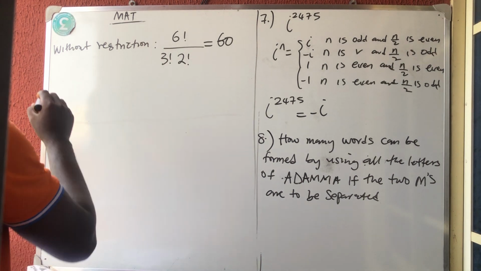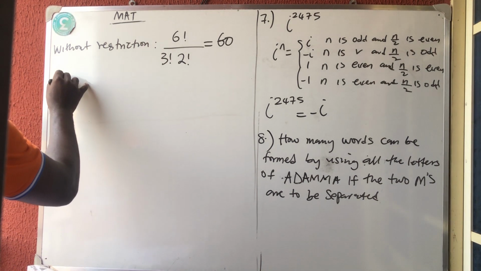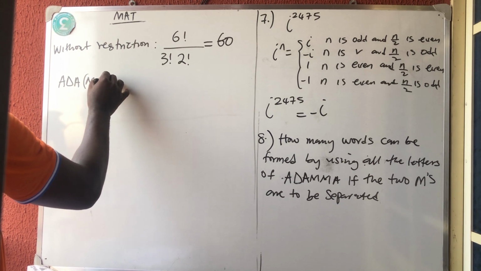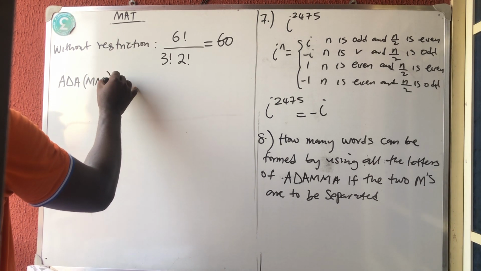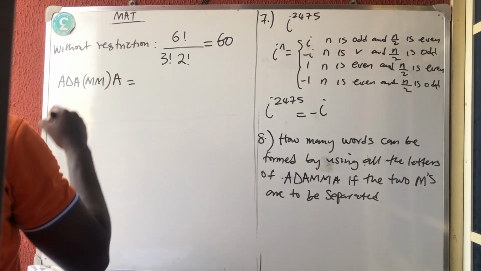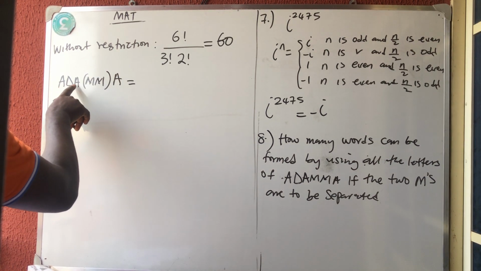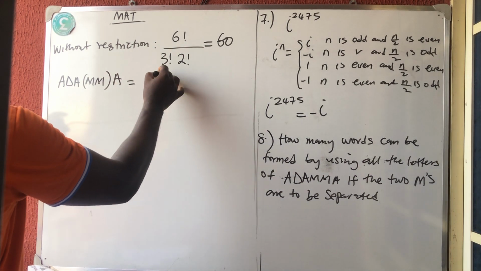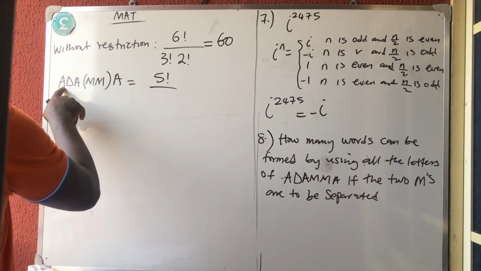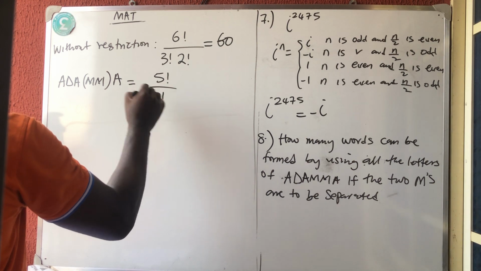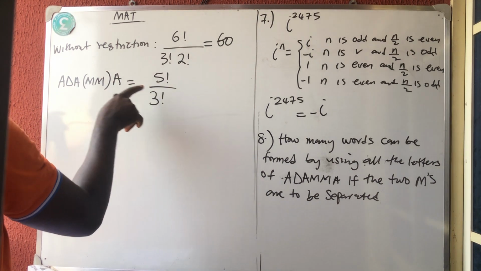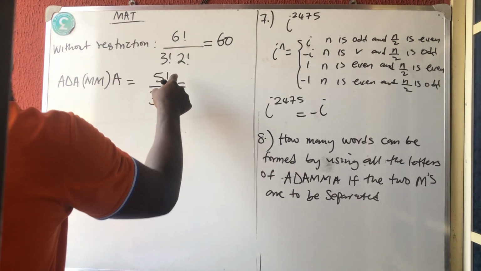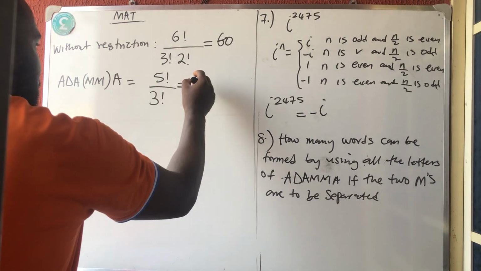Now when the m's are together, you have A, D, A, then the m's together like this, and then I'm having an A here. So when they are together, I'm having 1, 2, 3, 4, 5, which is 5 factorial all over. A is how many? 3 factorial. D is how many? 1. M is how many? 1. They are now together as 1. So if you do everything here, you are going to get 20.